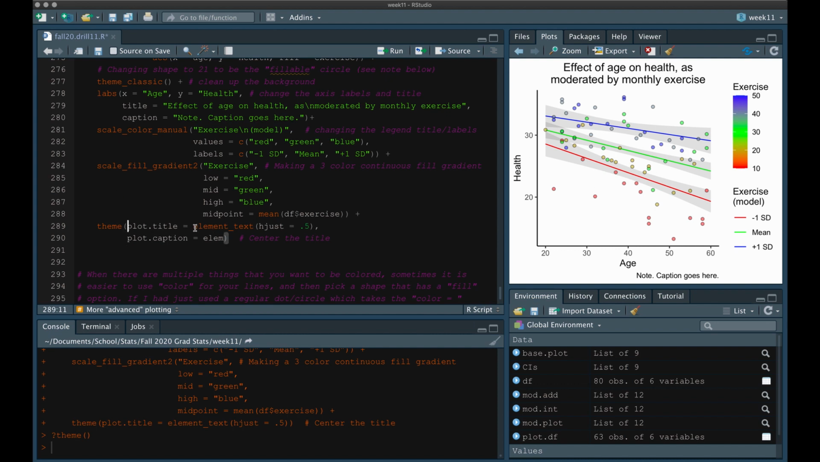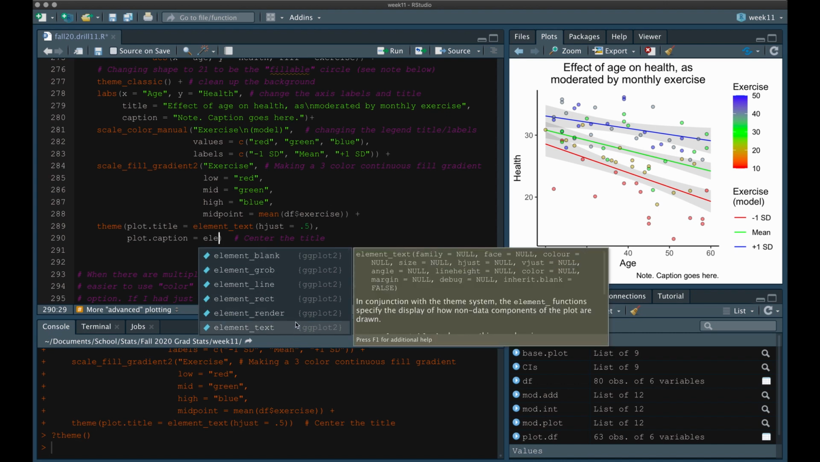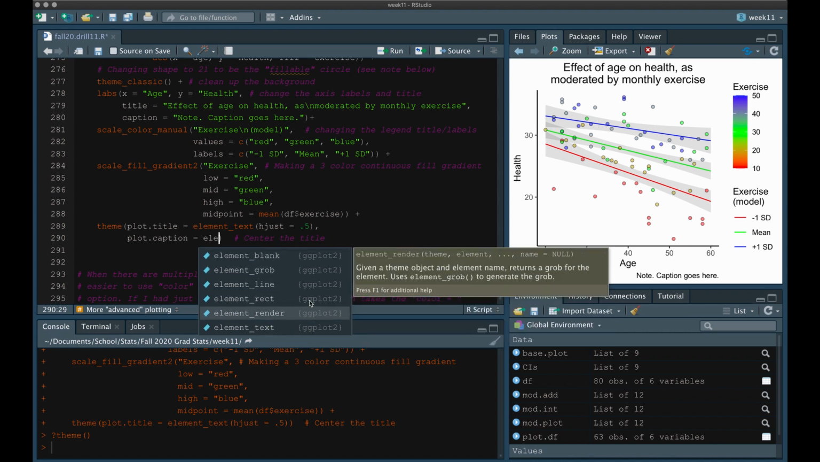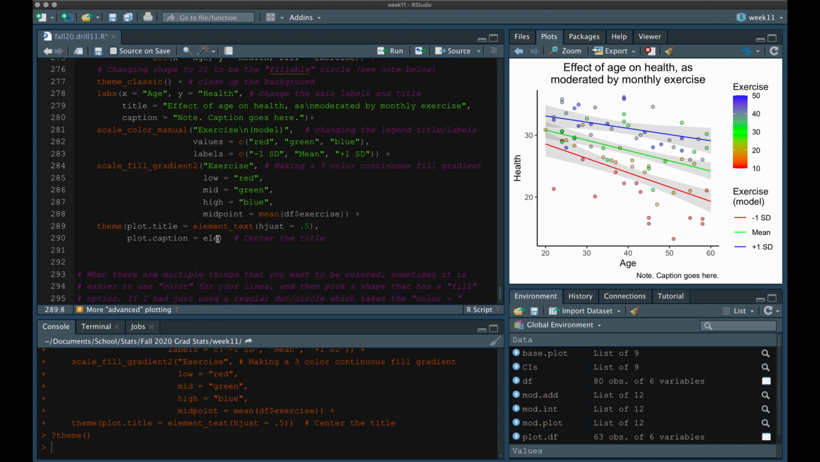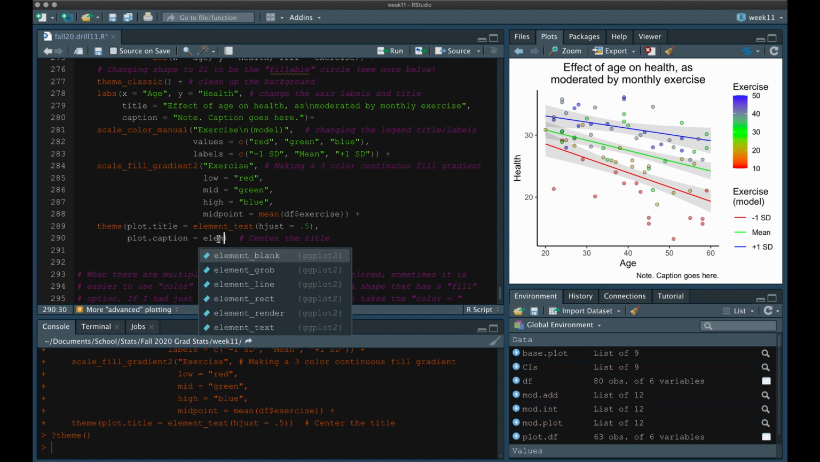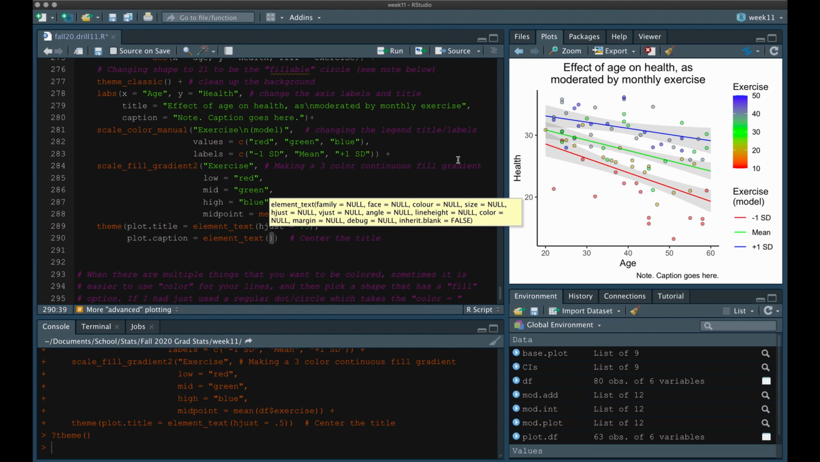But anytime you have any of these, it'll be followed by one of these: element text, line, grob, rect, etc. So I will concede that dealing with theme here could take a little bit, but once you get the hang of it, it's actually pretty simple and straightforward. But nonetheless, we want our caption to be left justified.